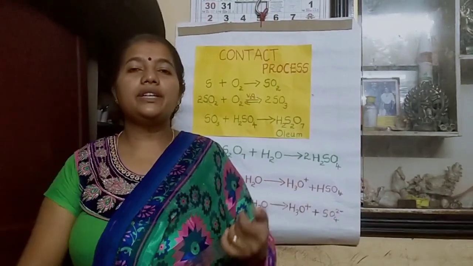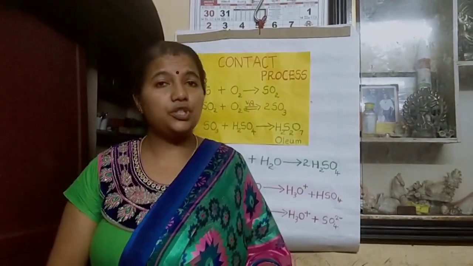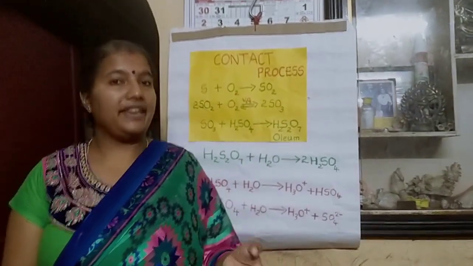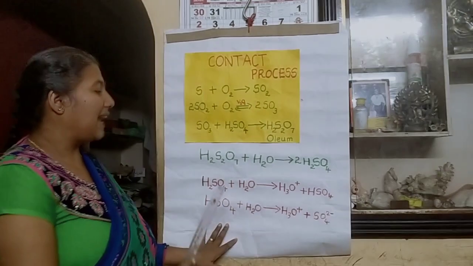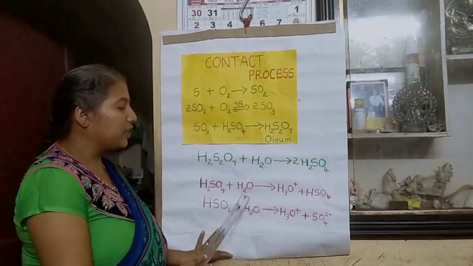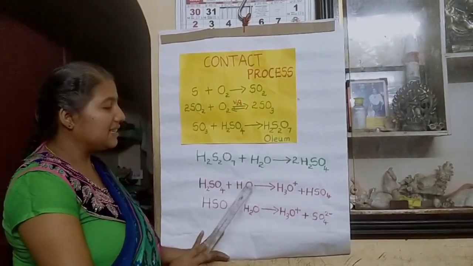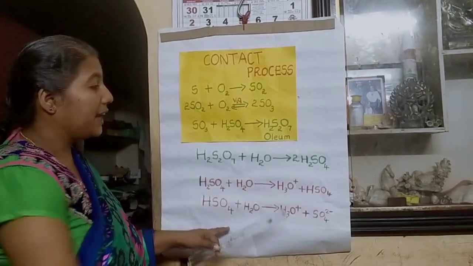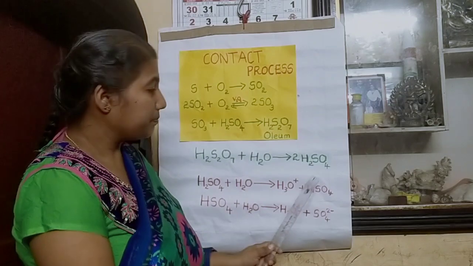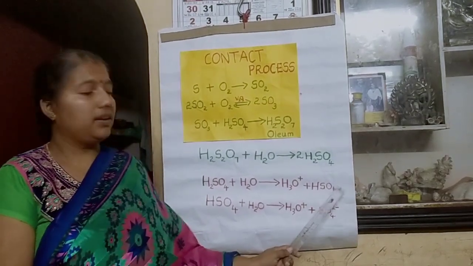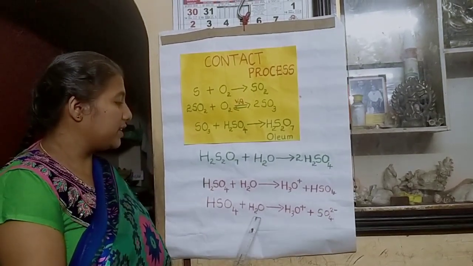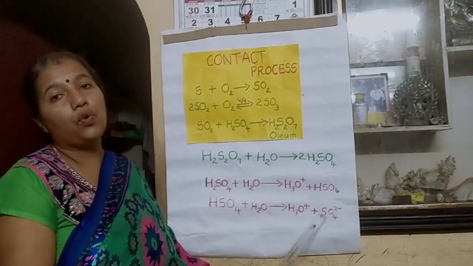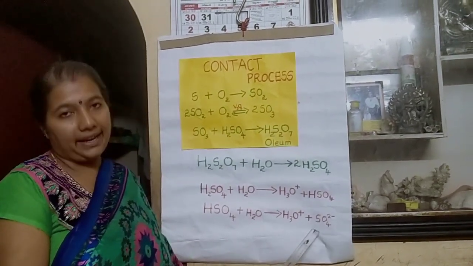And I already said that H2SO4 is a dibasic acid. How is it dibasic? We can check that. The equation is that sulfuric acid reacts with water. It ionizes in water to form H3O plus, the hydronium ion, and HSO4 minus. And again HSO4 minus ionizes to form H3O plus and SO4 2 minus, the sulfate ion.